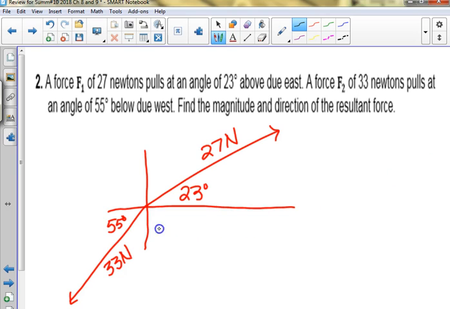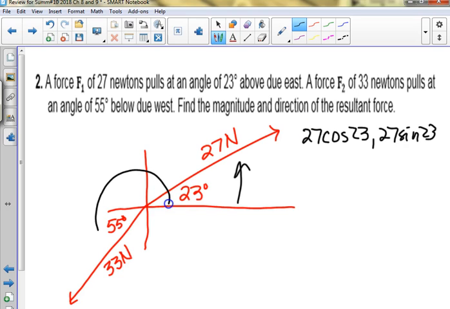So I'm thinking it's going to end up pulling this way. What do you think? Somewhere? But not very far, because they're almost against each other, right? Actually, maybe down here more, because this one is stronger. It doesn't look like it on my picture. I didn't draw it longer, but all right, this one's easy. 27 cosine of 23, 27 sine of 23.